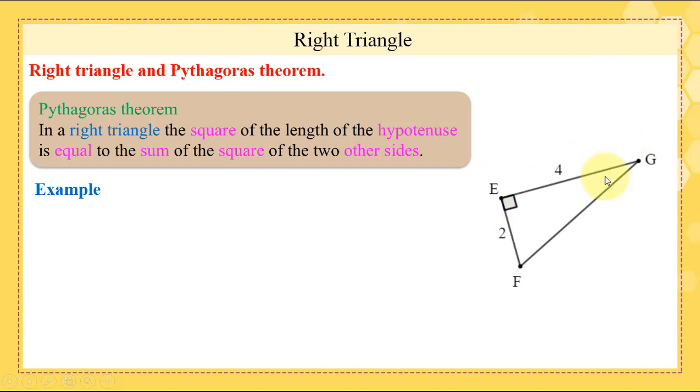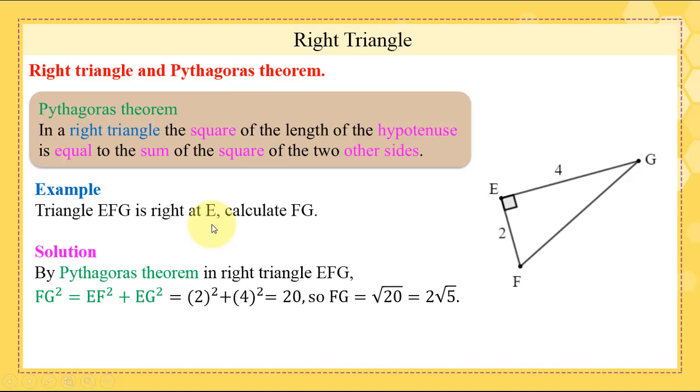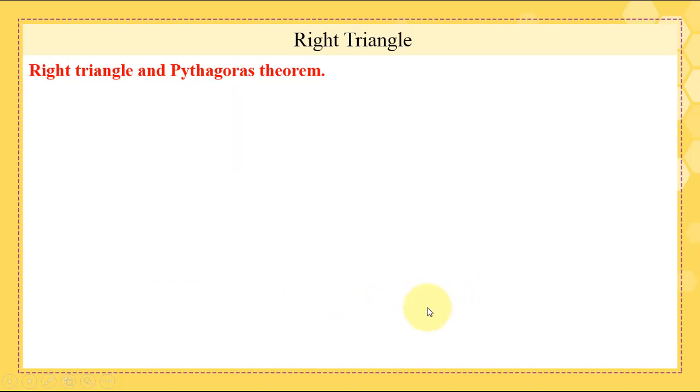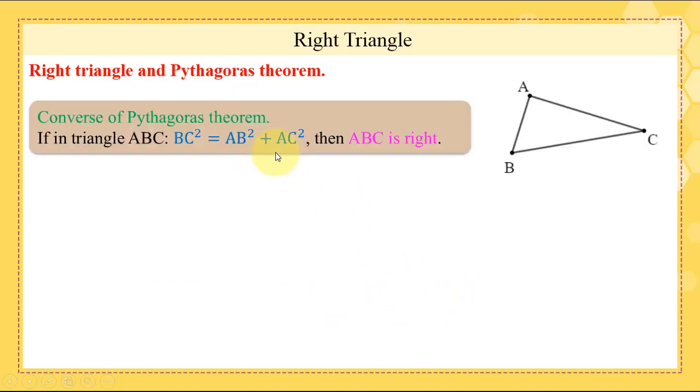Example, in triangle EGF, you have the lengths of EF and EG. You can find the length of FG by applying Pythagoras because it is a right triangle at E. FG squared is equal to EF squared plus EG squared, which is equal to 20. Then FG is equal to radical 20, which is equal to 2 radical 5.